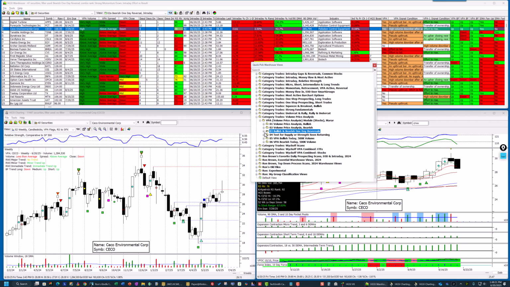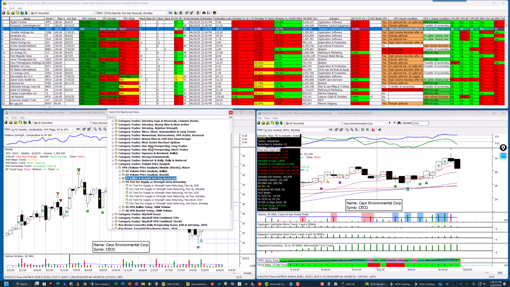and tell you what I've got going here. These are test for supply or strength seen returning scans. Now I have 3 different scans here. This is test for supply or strength seen returning with a fan up. And then this one here is the same thing with no fan. And this is the same thing with fan down.